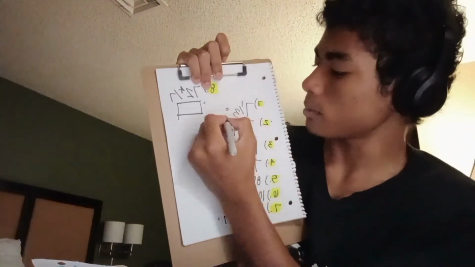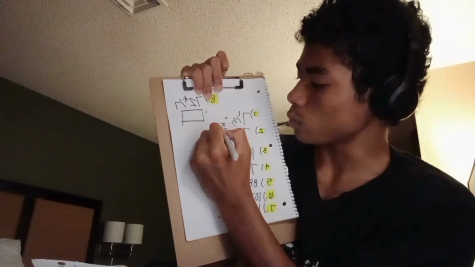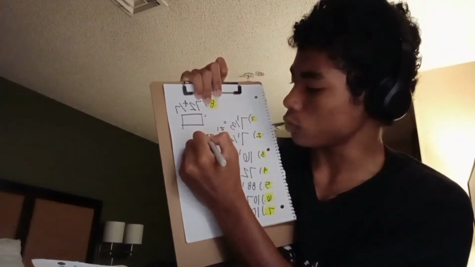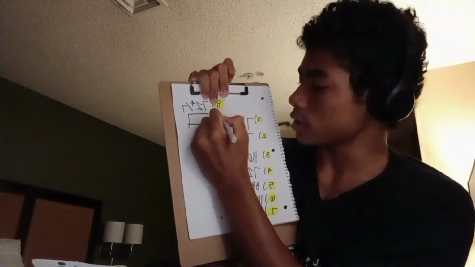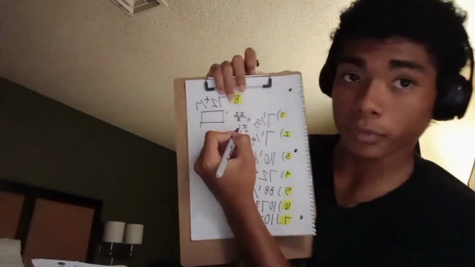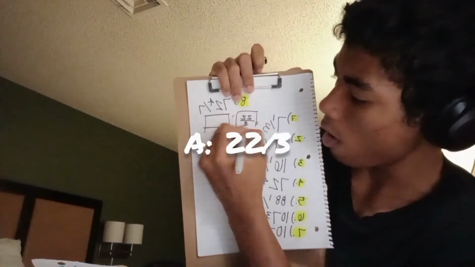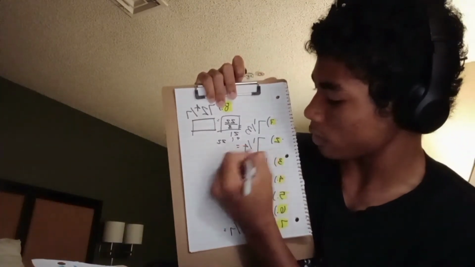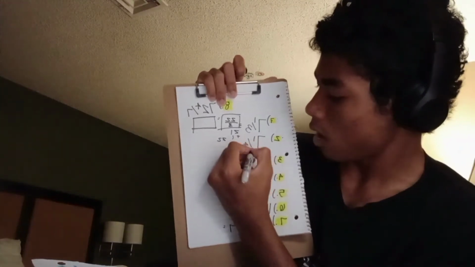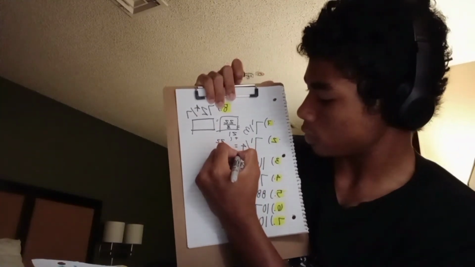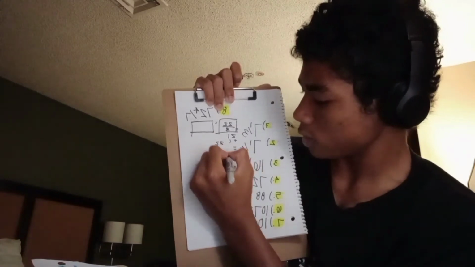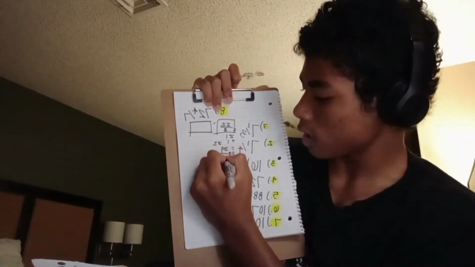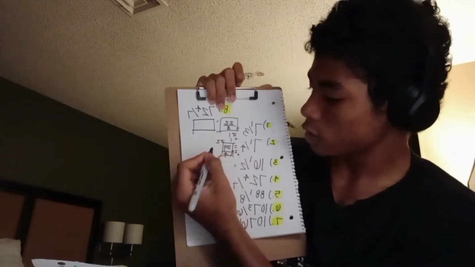For these problems, I'm going to go step by step and explain my reasoning. 7 times 3 is 21, plus the 1 equals 22. 22 is your top number, and you keep the denominator, which is 3, and that is your answer. Now you got 4 times 7, which is 28, plus the 1 equals 29, and you keep the denominator, so it's 29 over 4.